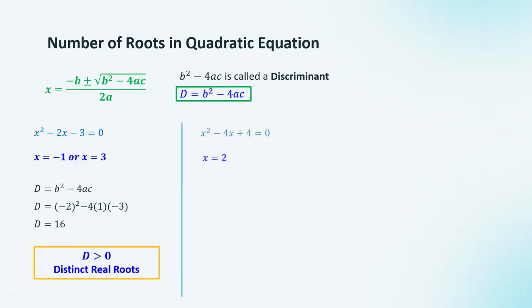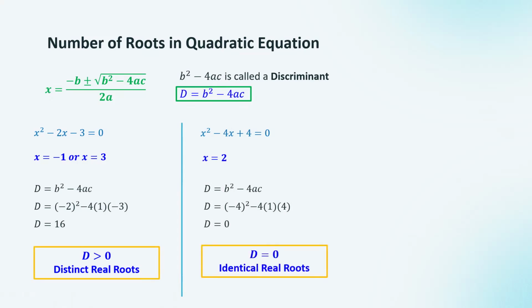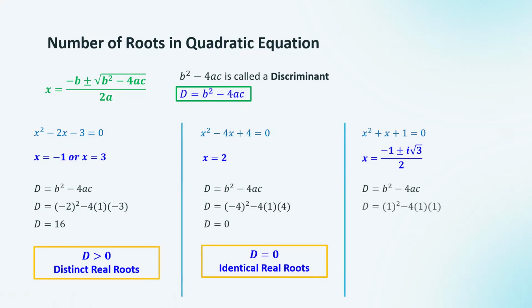In the next example, we have one x value only, or you can say that we have two identical real roots. If we check the discriminant, we get 0. So the next conclusion: if the discriminant is 0, we have identical real roots. In the last example, we have an imaginary number as the root, and if we check the discriminant, we get a negative value. So if the discriminant is negative, we have no real roots.